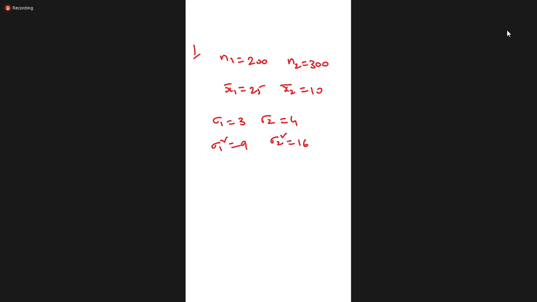Now they are asking the combined variance. Yes, sir. The combined variance formula is there. See the formula, apply. 1 by N1 plus N2 into X1 bar plus X2 bar minus X2 bar. Okay, sir. Sir, is it 1 by 500? Oh, no, okay, no.